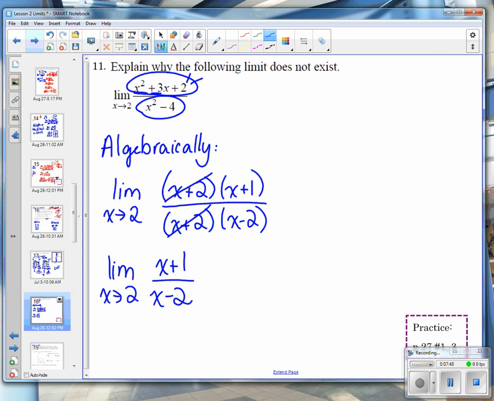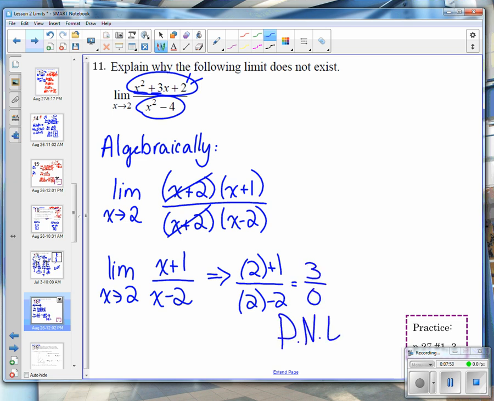So therefore, if I plug that in, 2 plus 1 over 2 minus 2, 3 over 0 does not exist. So algebraically, that's a great way of showing that the limit does not exist. For those visual learners out there, which I love, graphically, don't forget that you can always do a table of values and plot your points out. You don't just want to plug it in your calculator.